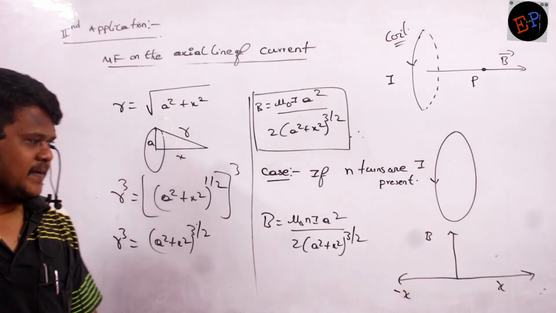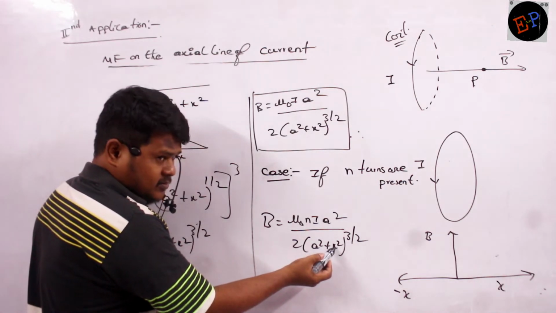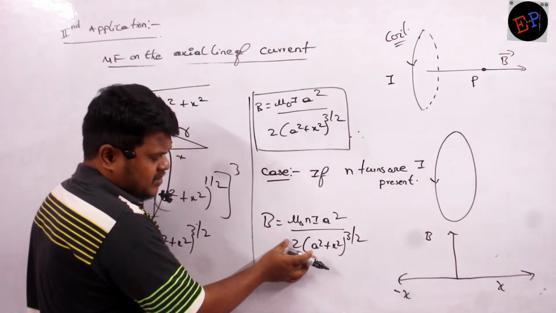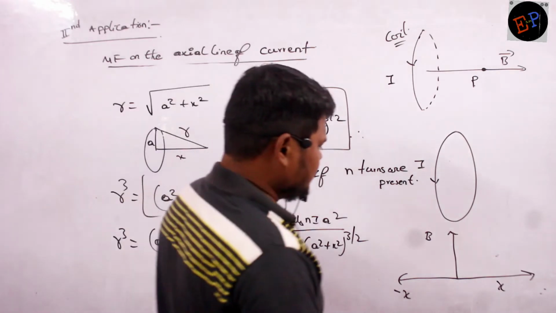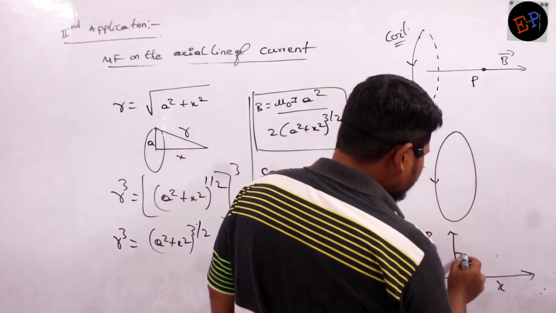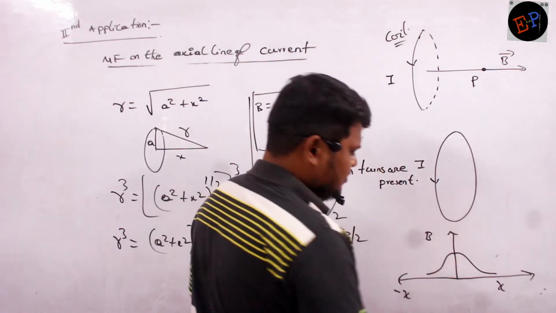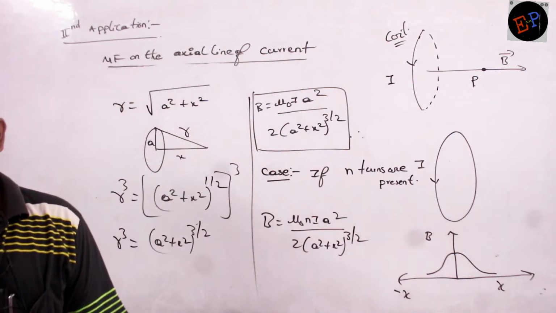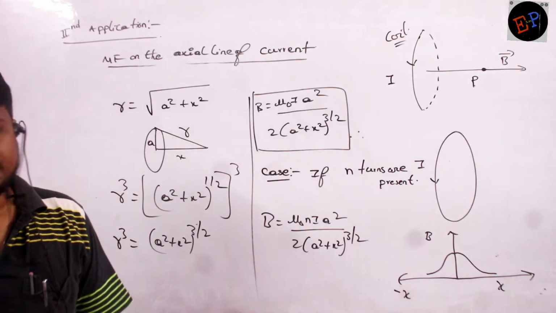Now can you say how this field varies by looking at this equation? See, x is present in the denominator, no? So if x increases, denominator increases. If denominator increases, total value decreases. Clear, no? So therefore, the type of the graph will be like this, on both sides. It means at the center, magnetic field is maximum, and as you move away from the coil on the axial line, field continuously reduces.